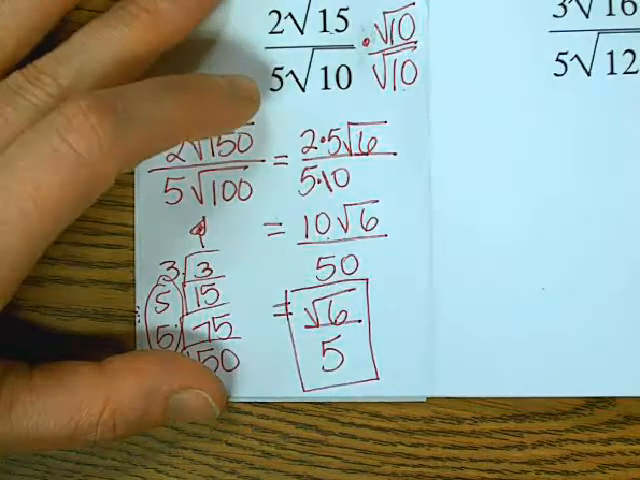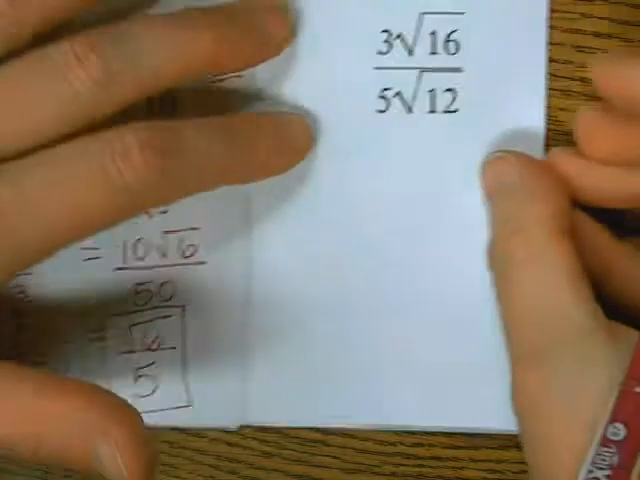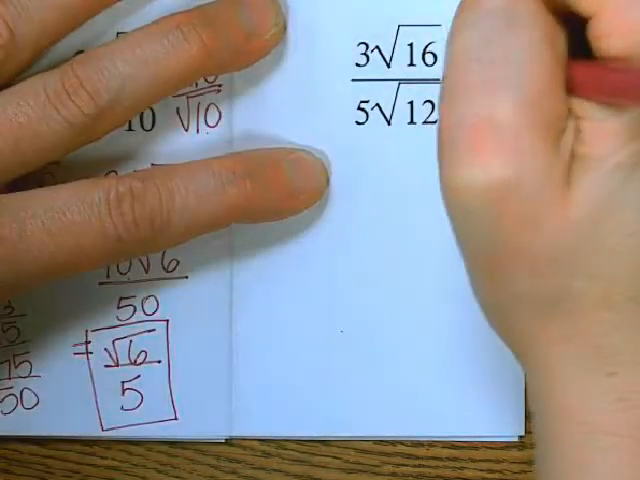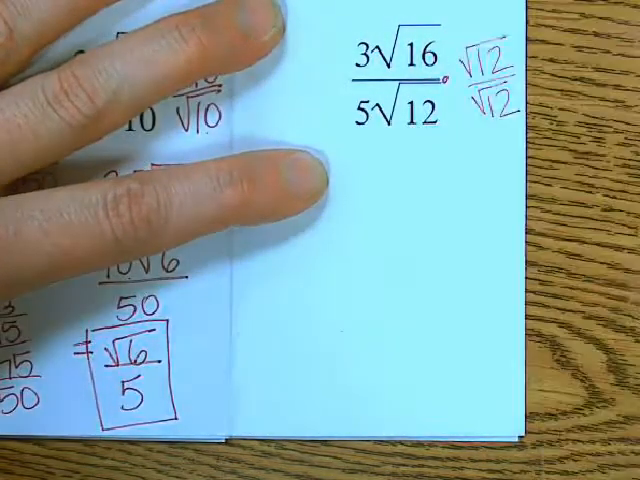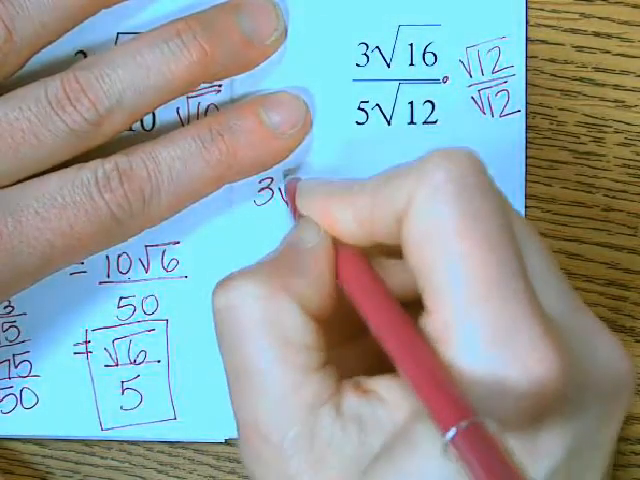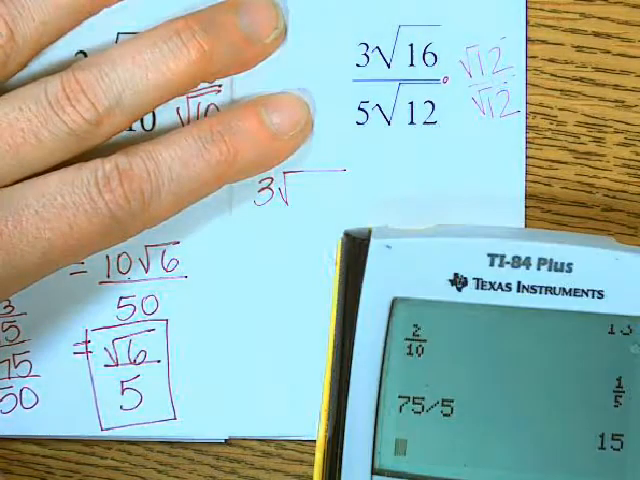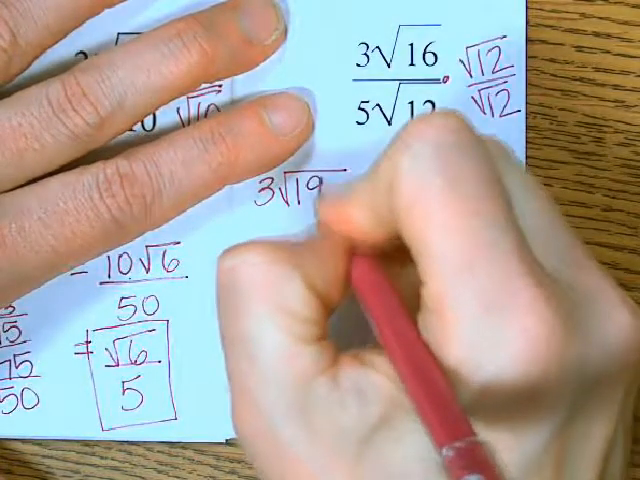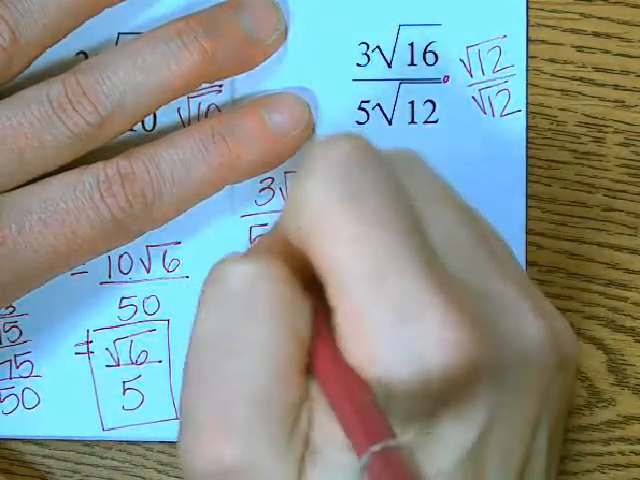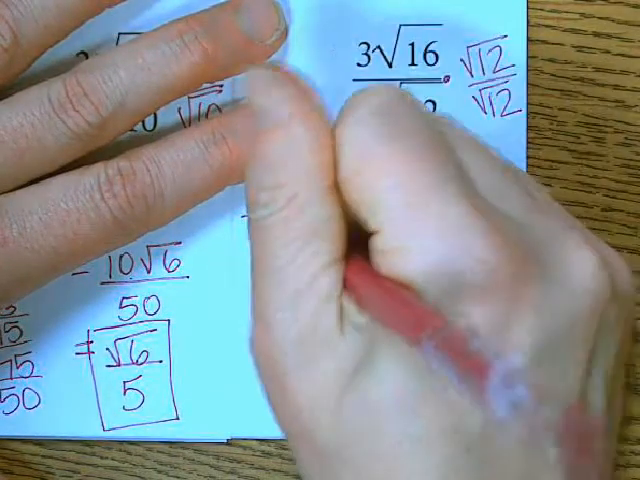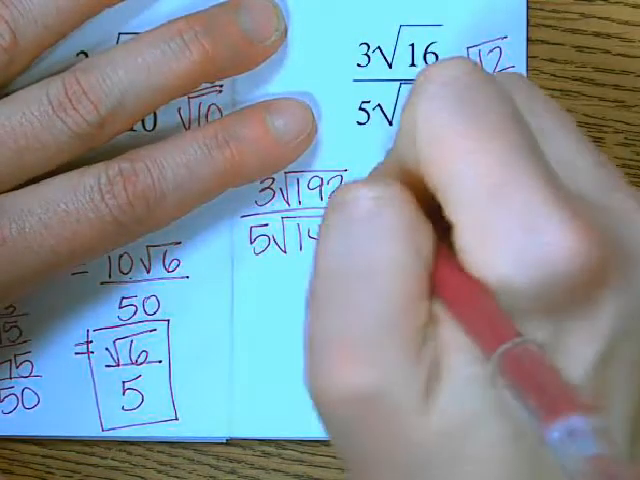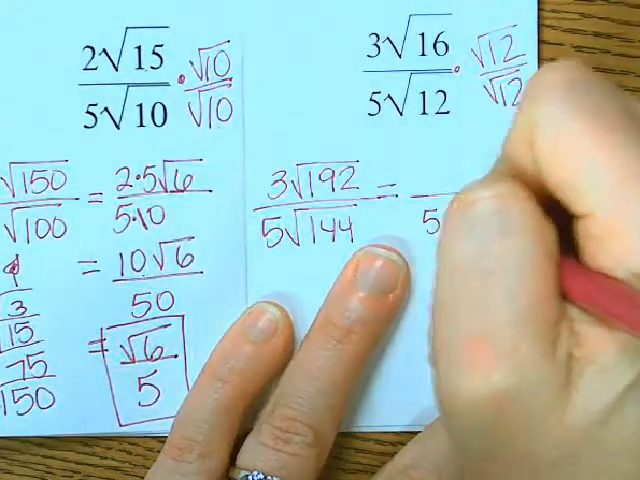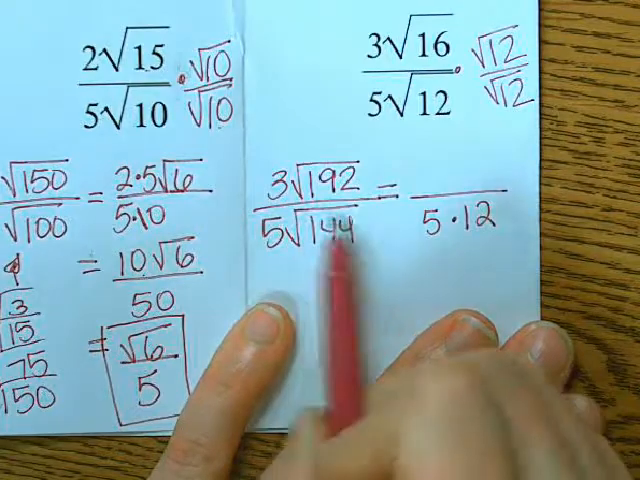Alright, and now the last one. 3 square root of 16 times 5 square root of 12. Multiply the top and the bottom by the square root of 12. So this is 3 square root of, now I don't know what 16 times 12 is, I'm going to use my calculator, 192. And on bottom, it's 5 square root of 12 times 12 is 144. So when we go to simplify this, this is 5 times 12 on the bottom, because that's a perfect square.